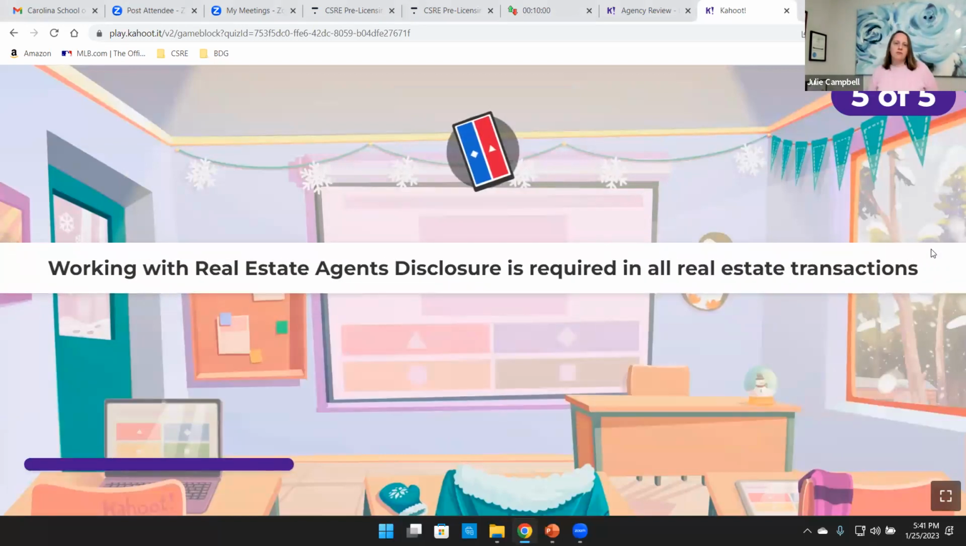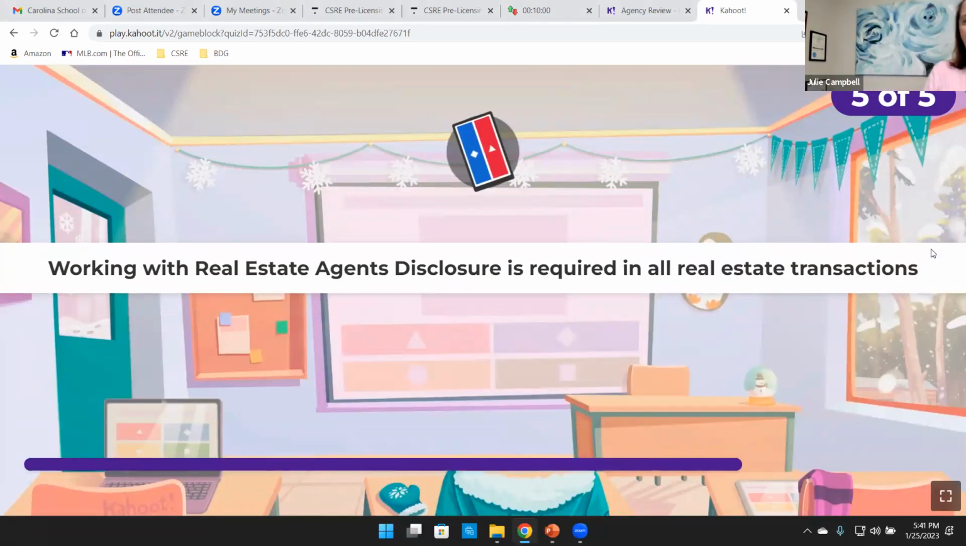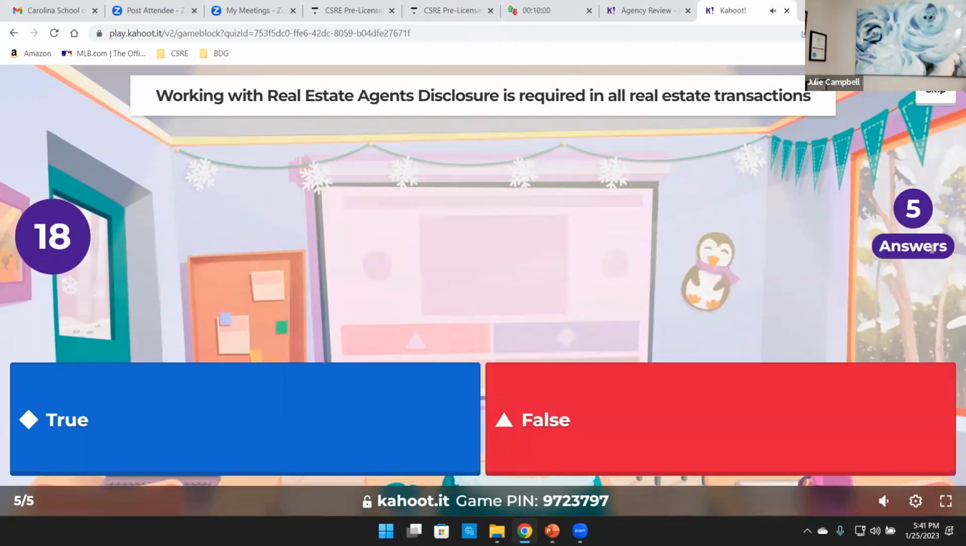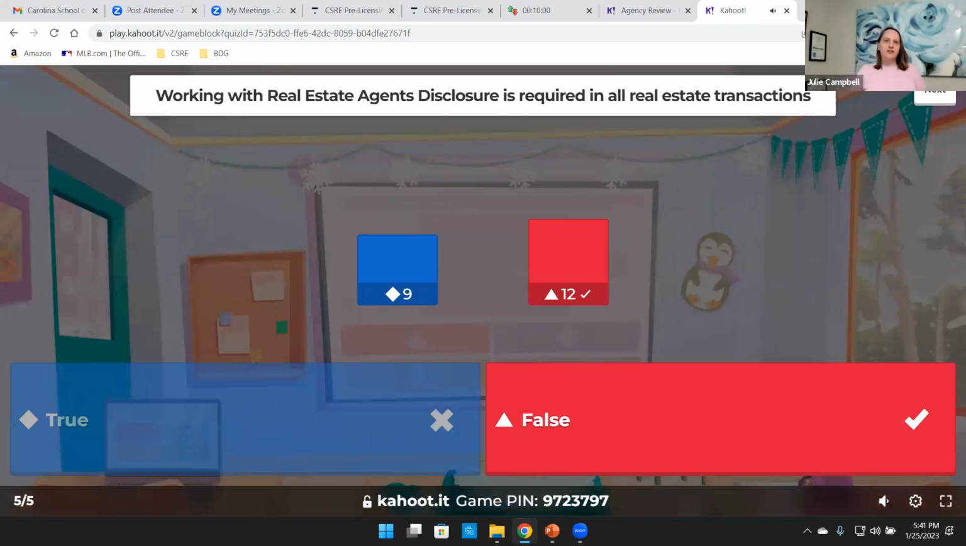Last one. Working with real estate agent disclosure is required in all real estate transactions. Is it required in all transactions? All of them? No, just sales.